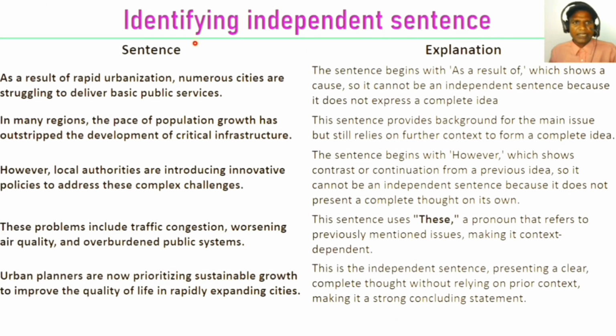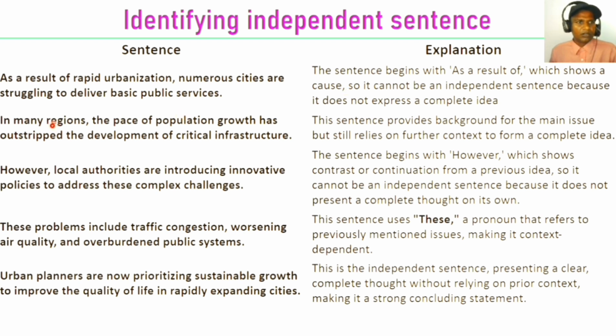You can see here on the screen, identifying independent sentences. As a result of rapid urbanization, numerous cities are struggling to deliver basic public services. The sentence begins with "as a result of," which shows a cause. So it cannot be an independent sentence because it does not express a complete idea. If the sentence starts with "as a result of," then it will not be considered an independent sentence, because this type of sentence will not convey the full meaning.